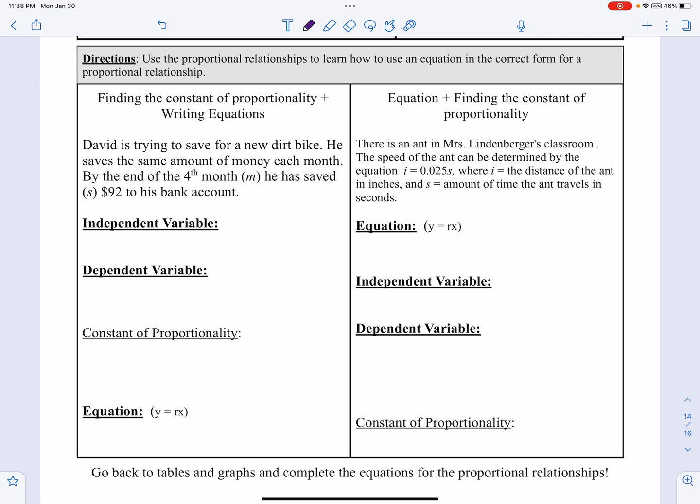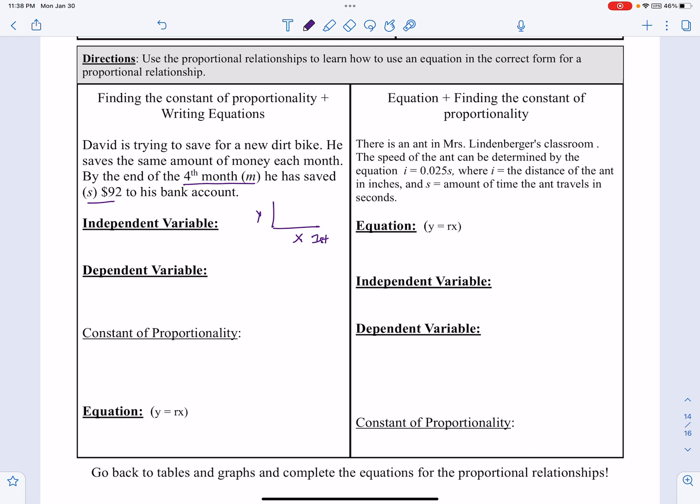All right, so let's go ahead and continue looking at constant of proportionality regarding equations. So here's some word problems for you. David is trying to save for a new dirt bike. He saves the same amount of money each month. So you know there's this repetition and sort of proportionality that exists. By the end of the 4th month, he saved this amount of money. So you sort of just have to think, what is the independent thing? Or if we're thinking X and Y, okay, what is the thing that has to happen first so that then the other information can come to light? So in my head, we have to know what month it is to then know how much he saved.